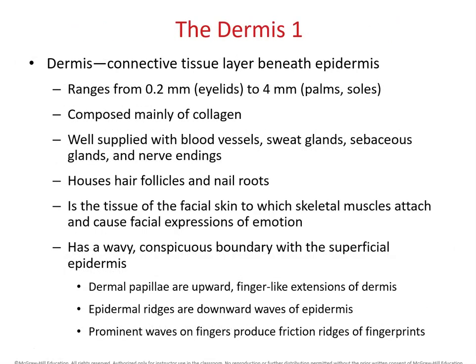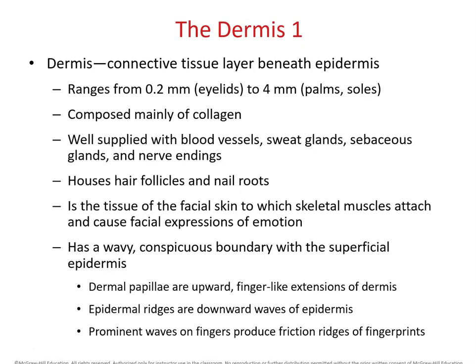All right, now we're moving on to the dermis. This is the second deepest layer. So we talked about the epidermis, the outermost layer. Now we're talking about the dermis, the second deepest layer. And we said that the dermis varies in thickness from very thin to much thicker, depending on what part of the body that we're talking about.